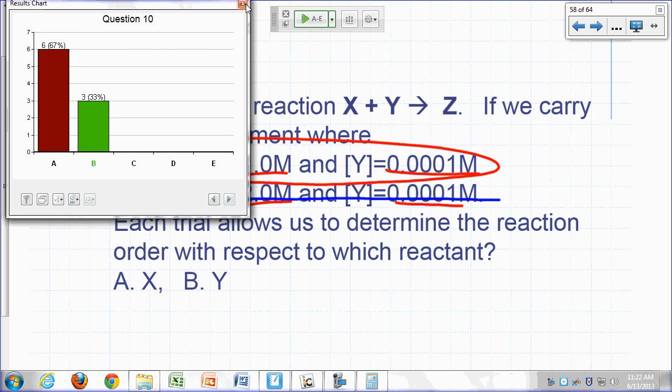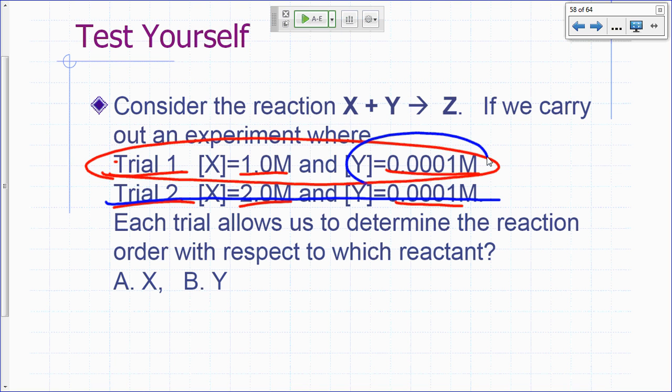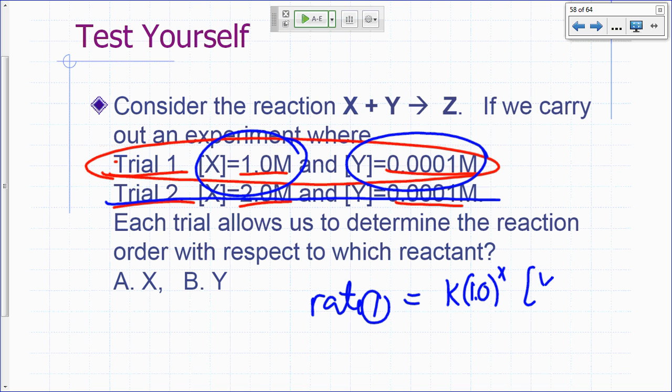Okay. In the method of isolation, any given trial will allow you to determine the order of the reaction with respect to one of the reactants by flooding it with all the other reactants. This is in excess. Throughout the reaction, your X is hardly going to change. The rate law for trial 1 would be: rate equals K times 1.0 raised to the power X times the concentration of Y raised to the power Y. This whole thing would appear to be constant during that trial. That's an apparent constant.